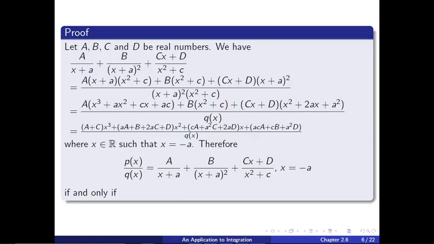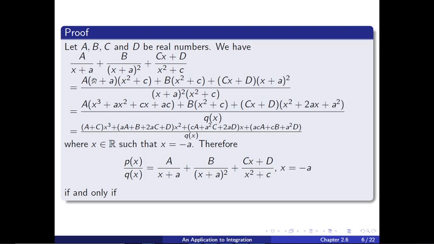Let's look at the proof. So let a, b, c, and d be real numbers, right? Then what do we have? We have a over x plus a plus b over (x plus a) squared plus cx plus d over x squared plus c is equal to, so if we take the common denominator, we are going to have (x plus a) squared, the highest power of x plus a, and we multiply by x squared plus c, right? So that will be our denominator.